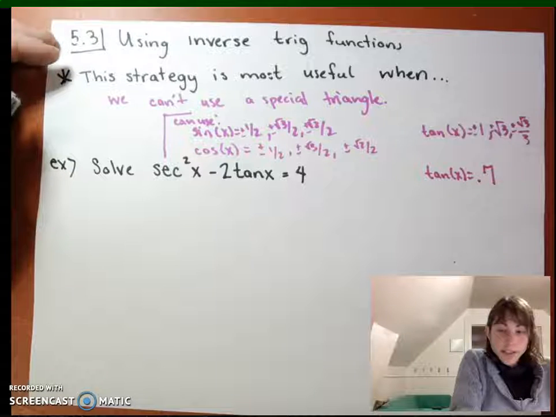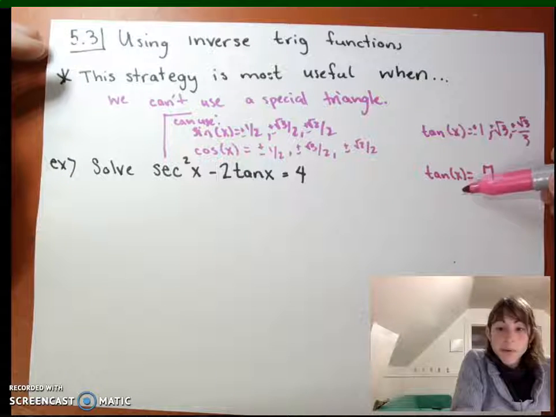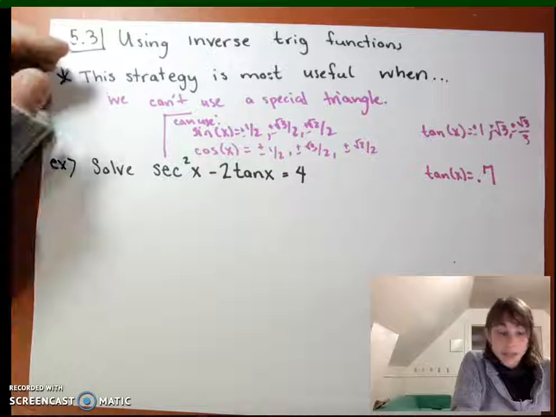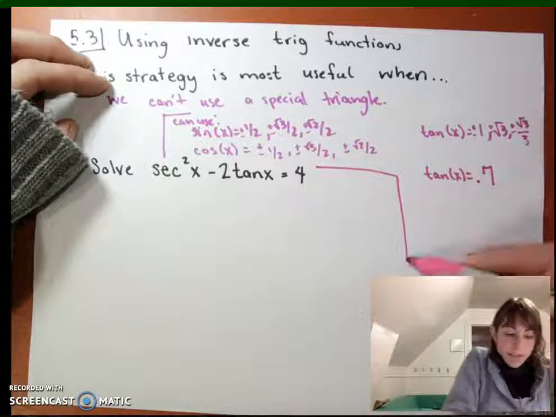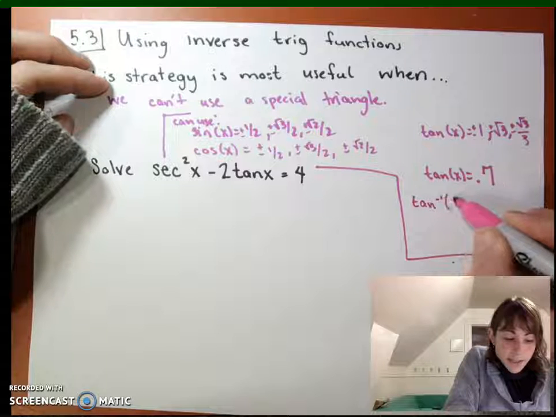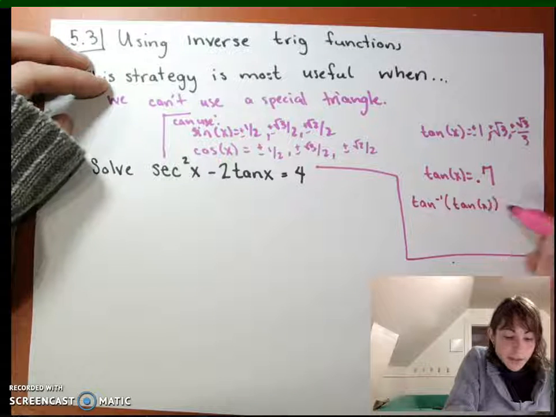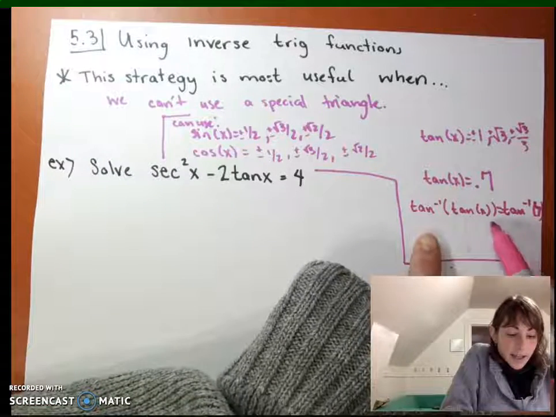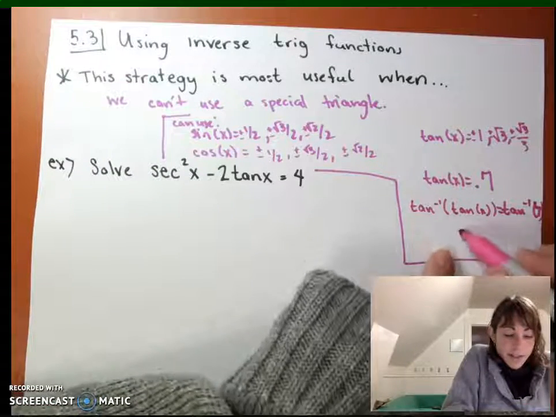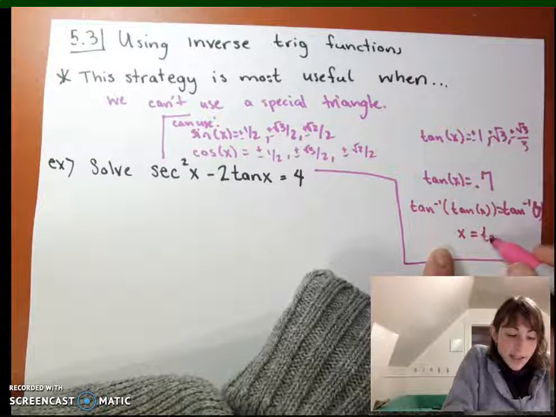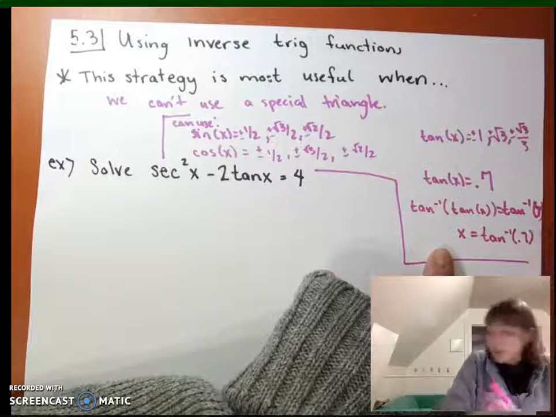Well, that's not any of these special values, and so I don't know what x is using a special triangle. I'm going to need to use an inverse trig function, and I'm going to need to use my calculator. So before we do the big example, let's do this baby example. If I take the inverse tangent of both sides of this equation, well, then I get that tan inverse of tan is just x because they're inverse functions. When I compose them, I get just x, and that's going to equal tan inverse of 0.7.